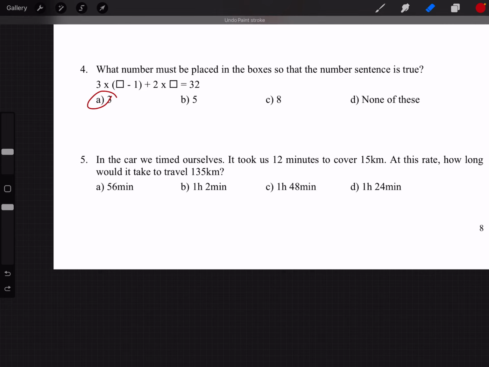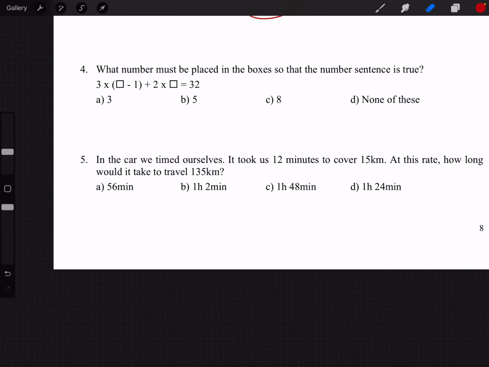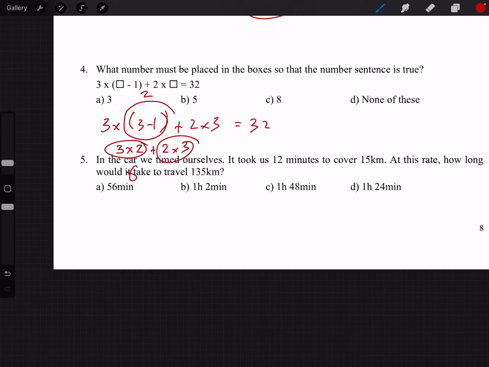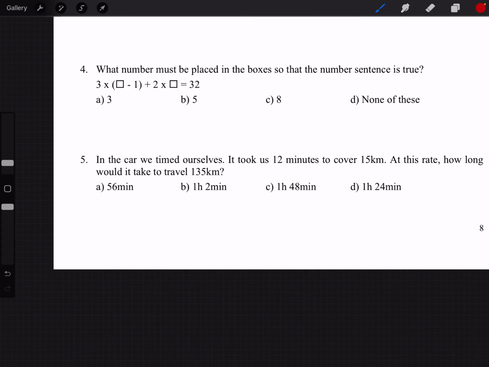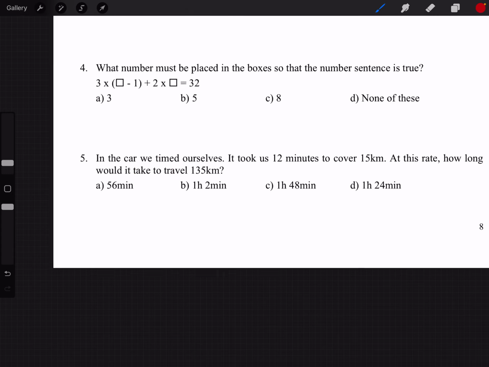So what you can do is try 3, for example. You could say 3 times by 3 minus 1 plus 2 times 3 and see if that equals 32. We've got to do BODMAS. So this one must be done first. That's 2. So you have 3 times 2 plus 2 times 3. 3 times 2 is 6. 2 times 3 is 6. 6 plus 6 is 12. It's not 32, so it can't be 3. So you have to try different numbers and see which one you get.